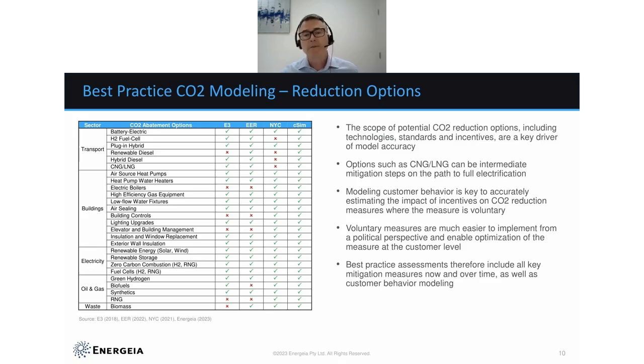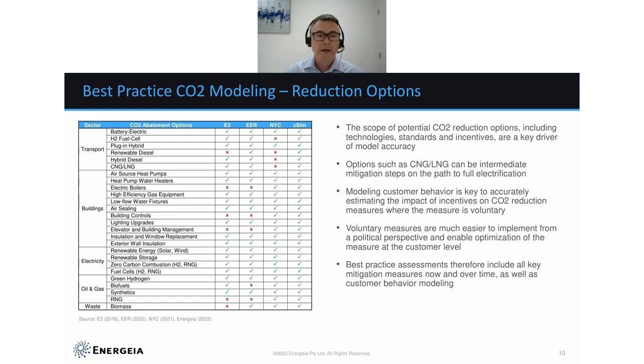So turning to the reduction options, and this isn't a comprehensive list, but an illustrative list of what is considered in each of the sectors for its abatement potential. You can see transitioning transport to either battery electric or some kind of hybrid or fuel cells is pretty common, although there are some drop-in zero carbon options here with renewable diesel and presumably renewable CNG and LNG, although you can use it as a bridging fuel source.